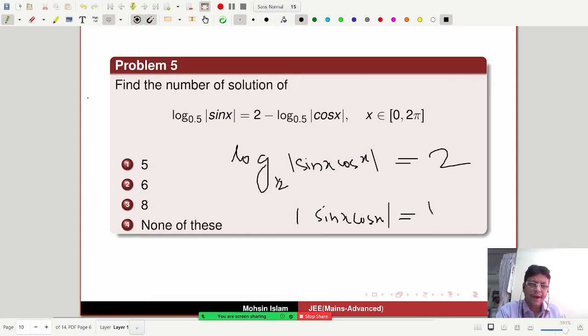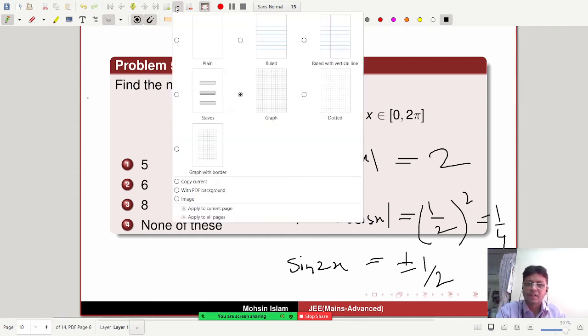1/4, half squared. Your base is half, so it will be half squared equal to 1/4, and you can write it as nothing but sin 2x equal to plus minus half. If you remove the mod, it will be plus minus half. So on the left you have sin 2x, on the right you have plus minus half.